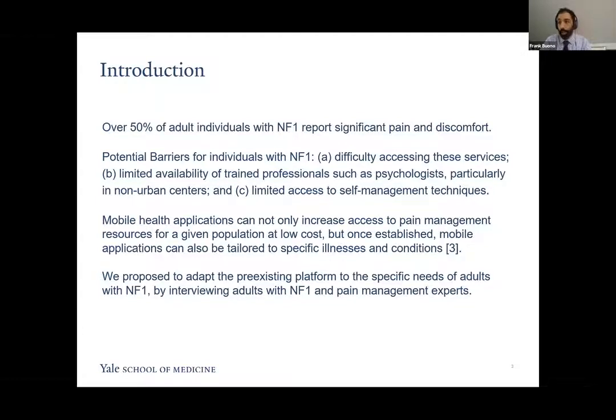Be that as it may, mobile health applications can not only increase access to pain management resources, but they are also able to be tailored to the specific needs of the specific illness or condition. So what we proposed was to adapt a pre-existing mobile application platform for adults with NF1 by interviewing adults with NF1 and medical experts.